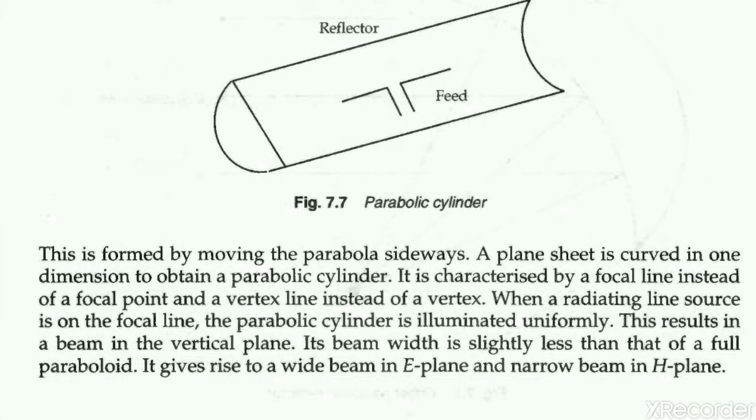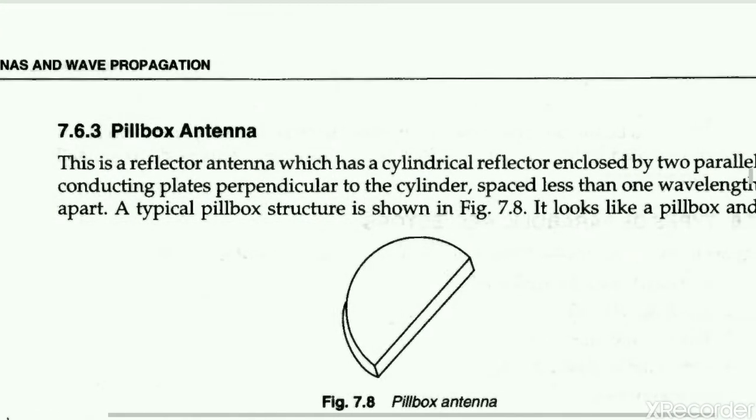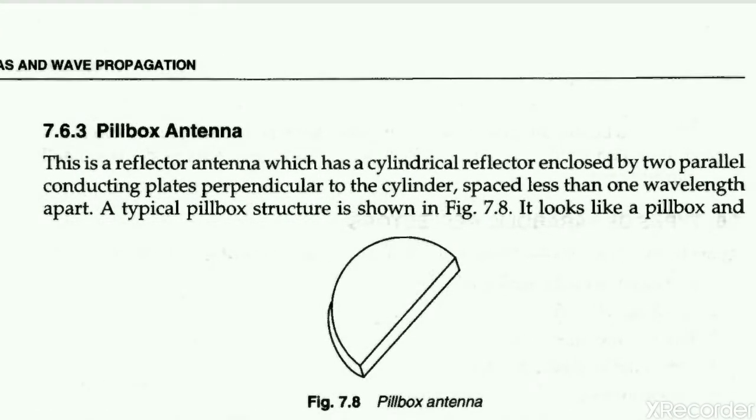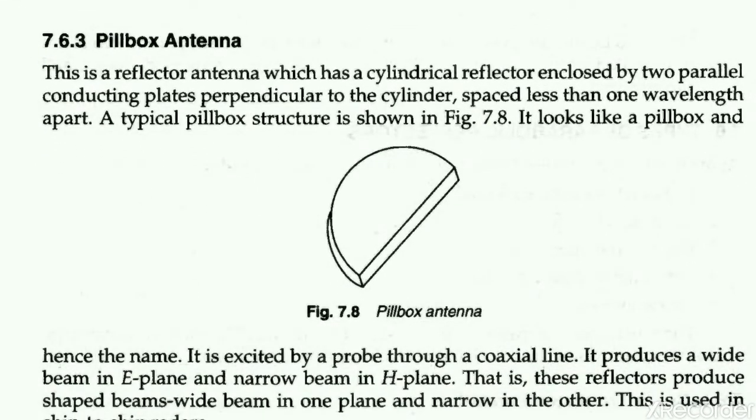So let's move to the next type of parabolic reflector, that is, third, the pillbox antenna. The pillbox antenna is a reflector antenna which has a cylindrical reflector enclosed by two parallel conducting plates. Those plates are perpendicular to this cylinder, and the spacing between those plates is less than one wavelength apart. The structure is shown in this figure, that is the pillbox antenna.